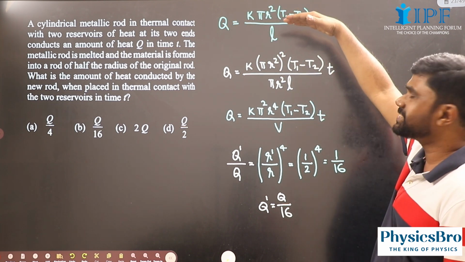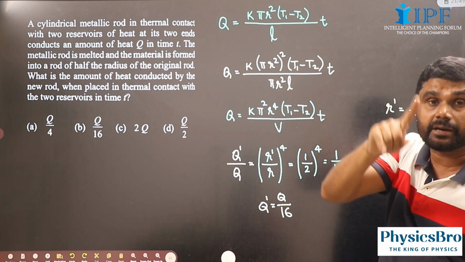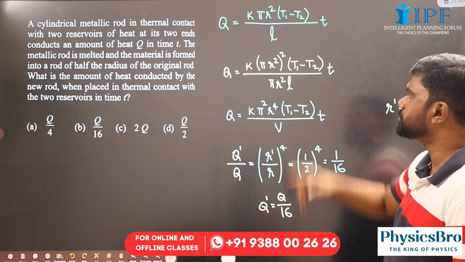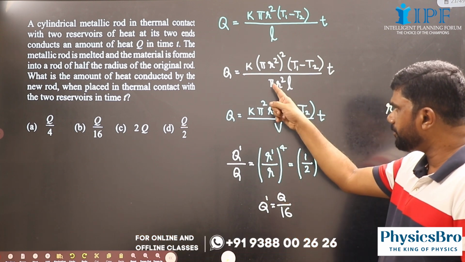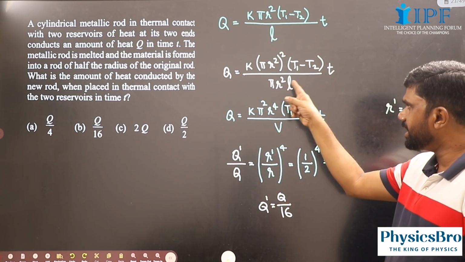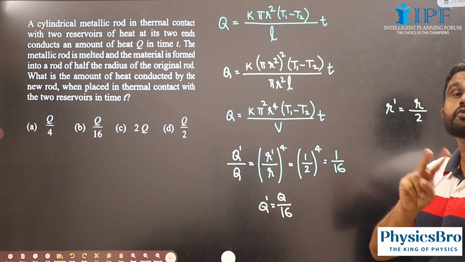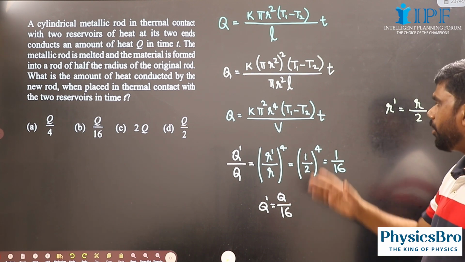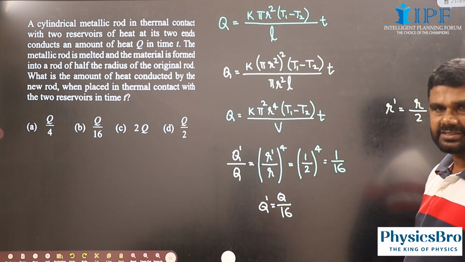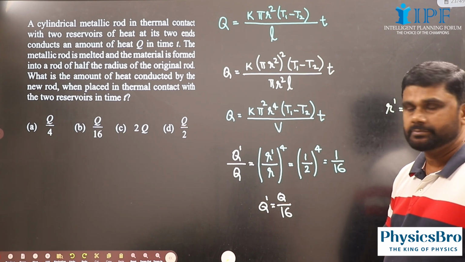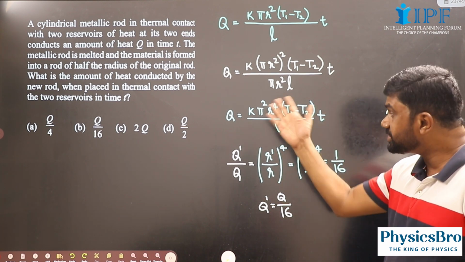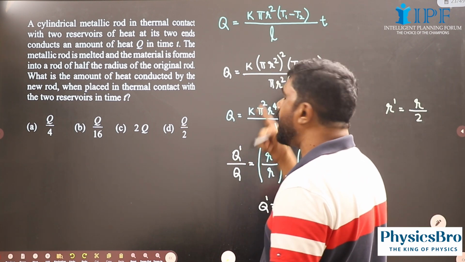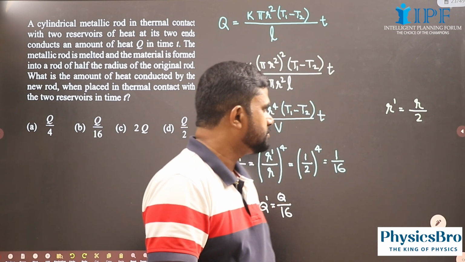Now let's multiply both the numerator and denominator by pi r square, the area. So in the numerator we will get pi r square whole square, and in the denominator we will have pi r square L. This is area into length, that is volume. We have two cases. In both cases, volume remains the same. Time remains same. Temperature difference remains same. Thermal conductivity remains same. Pi remains same. So we can say Q is directly proportional to R raised to 4.